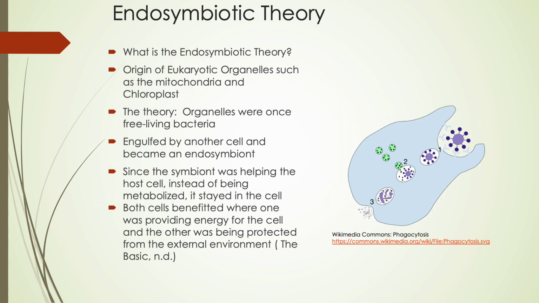So what is the endosymbiotic theory? The endosymbiotic theory is a theory of the origin of eukaryotic cells and their organelles, like the mitochondria and chloroplast. The theory, as mentioned before, is that at one time, certain organelles, like the mitochondria and the chloroplast, were free-living bacteria that were engulfed by another cell. It became an endosymbiont to that cell.